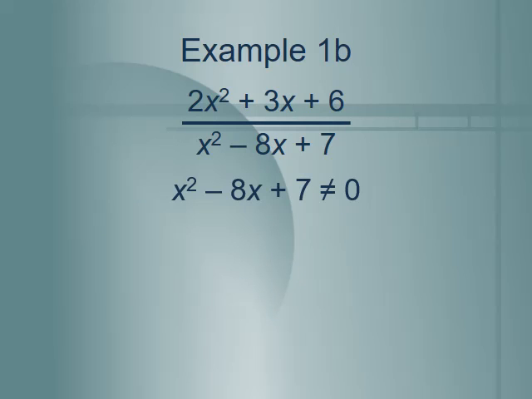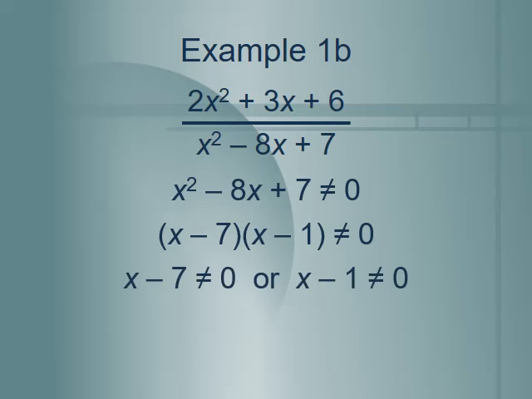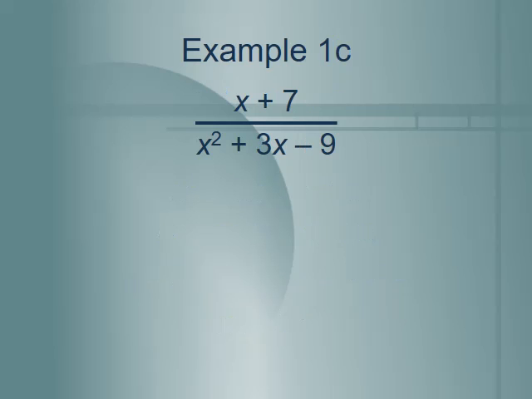Again, the denominator cannot equal 0, so we're going to work this out to figure out what number specifically x cannot equal. In this case, we can actually factor this polynomial, and we have x minus 7 and x minus 1. So we're going to have two different numbers that cannot equal 0. So x cannot equal 7 or 1 because it would cause the polynomial to equal 0.